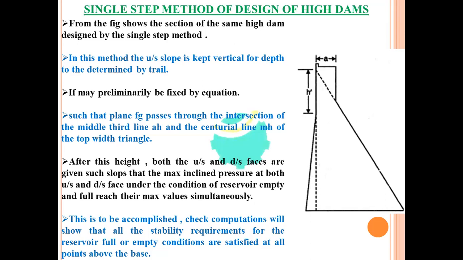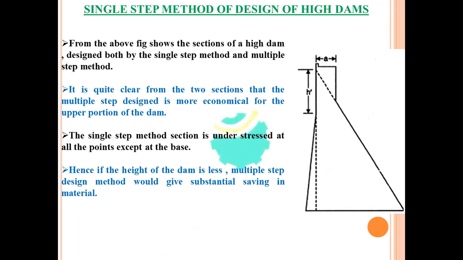Check computations will show that all stability requirements for the reservoir full or empty conditions are satisfied at all points above the base. So by using the above calculations, we must check whether all stability conditions are satisfied in the design or not. The figure shows the sections of a high dam designed by both the single step and multiple step methods. It is quite clear from the two sections that the multiple step design is more economical for the upper portion of the dam.